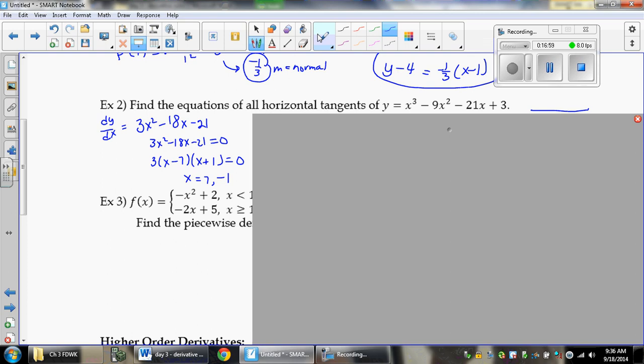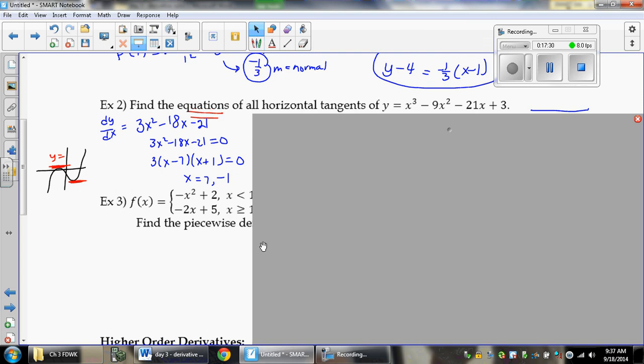If we think about the graphs of x cubed, they look something like this. They have two horizontal tangents, at one x value over here and at one x value over there. So this is like my negative 1 and that's like my 7. Well, if I want the equation of the horizontal tangent, the equation of a horizontal line is y equals. So I need to know what y equals when x is 7 and what y equals when x is negative 1. So that's what I did next.